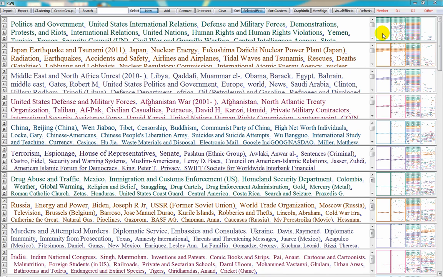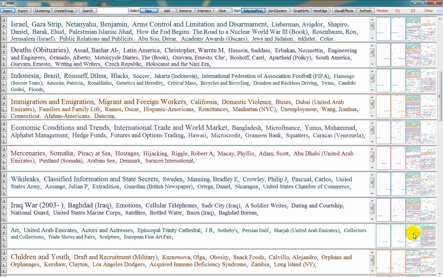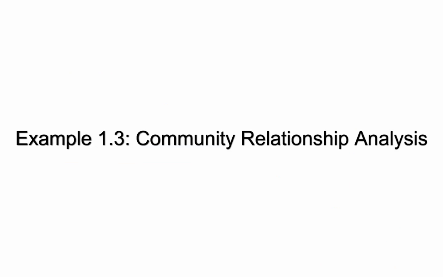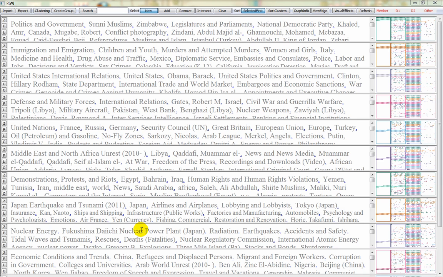Communities identified by the MCL algorithm have more varying sizes and connectivity. For example, this is a community whose size is much larger than the other communities. This is a community which has a poor connectivity to the rest of the graph. This community has vertices such as nuclear energy and Fukushima Daiichi nuclear power plant at Japan.